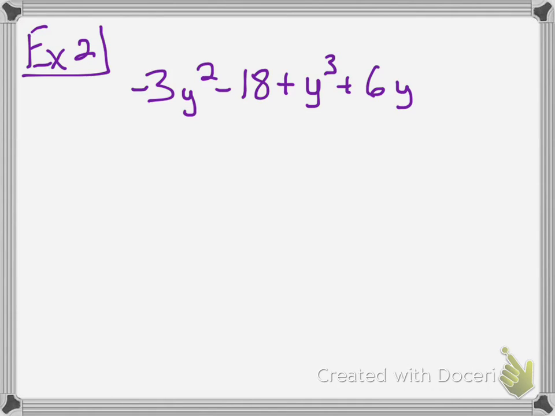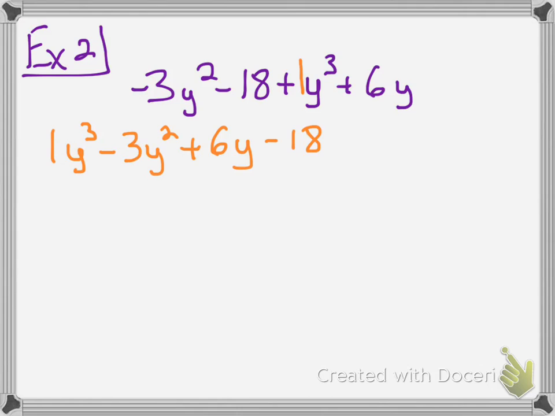Alright guys, let's look at number 2 here. It's a little bit different, but let's think about what I said before. We need to rewrite this. I want to put a 1 there, and let's put it in descending order. So we have 1y to the third, minus 3y squared, plus 6y, minus 18.